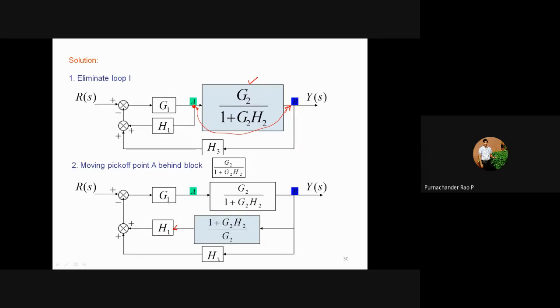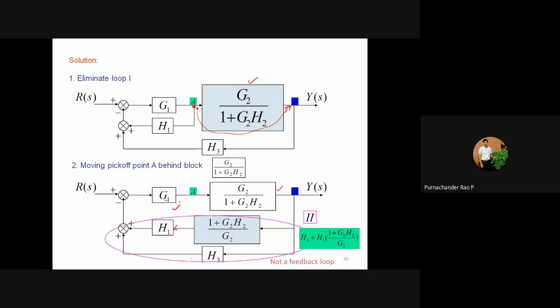Okay, so now these two are in cascade. So G1 G2 by 1 plus G2 H2. And next, the second one is in parallel because this is a summing point. So the same loops are in parallel. You have to add these two points. Okay, so this is not a feedback loop. This is a parallel path.